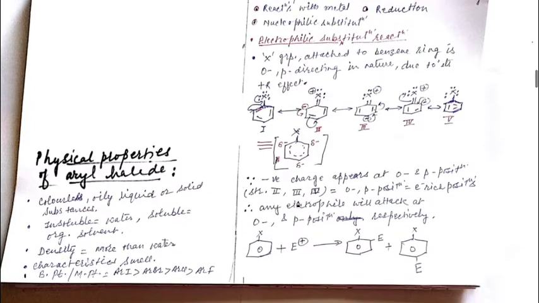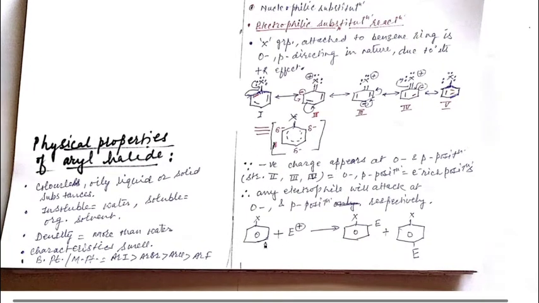Okay. So in general, electrophilic substitution reaction of aryl halides can be shown by this equation. E positive means electrophile. Electrophile means any positive charge ion or any molecule which is electron deficient. So this cation when attack on aryl halide, then it will get substituted at ortho and para position of halogen, and in this way we get two products.